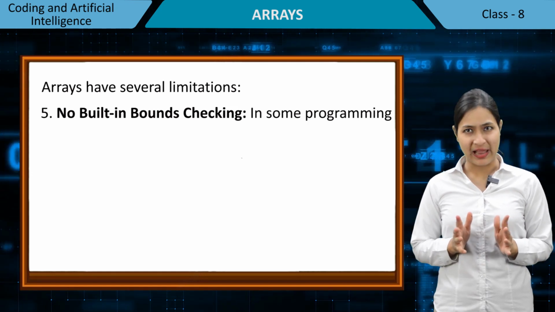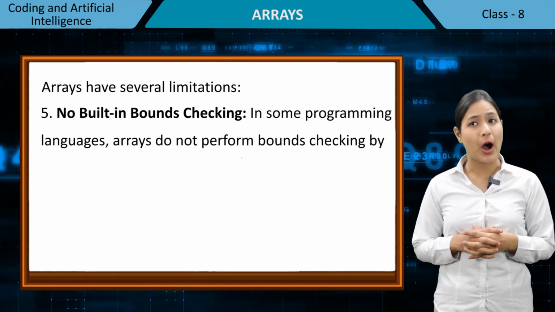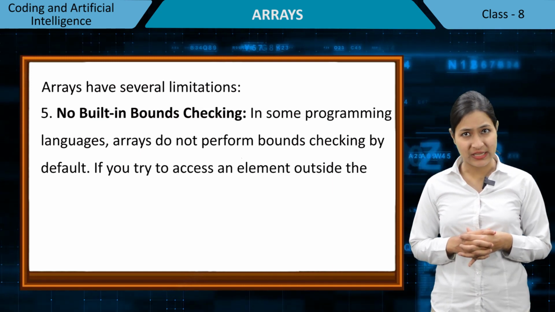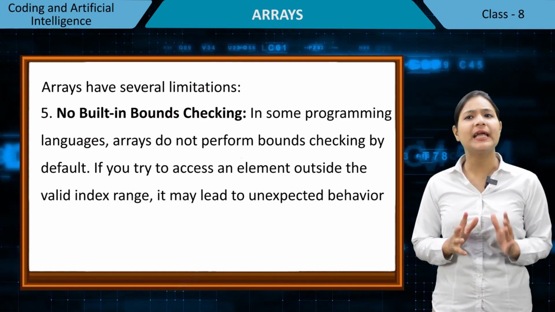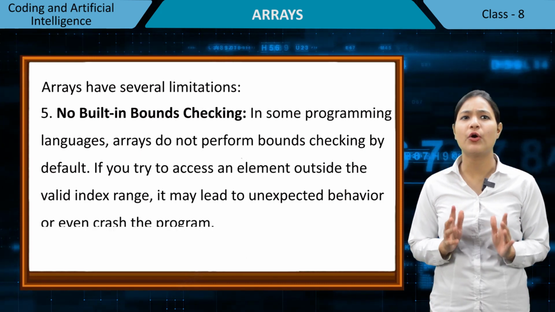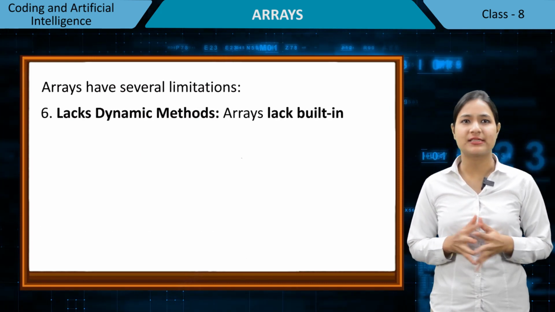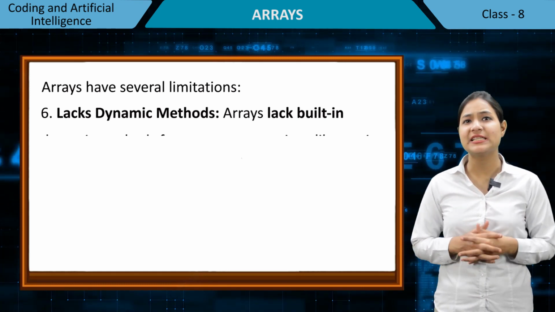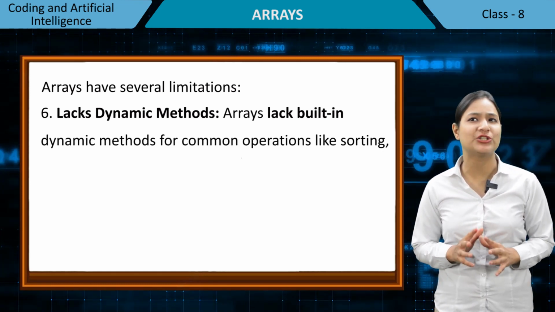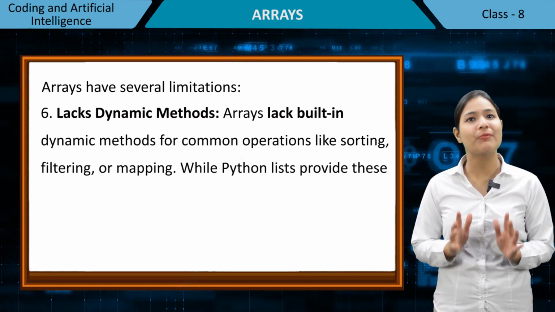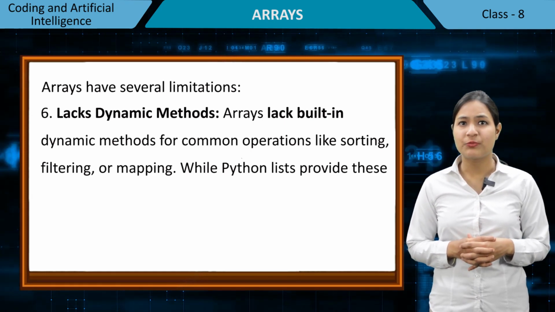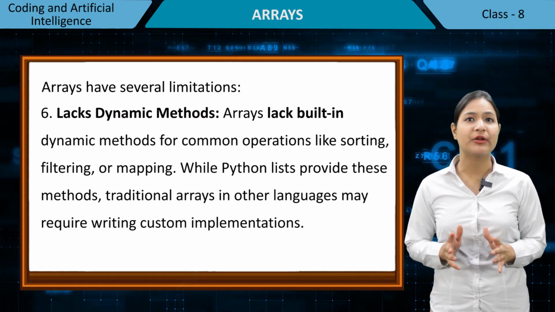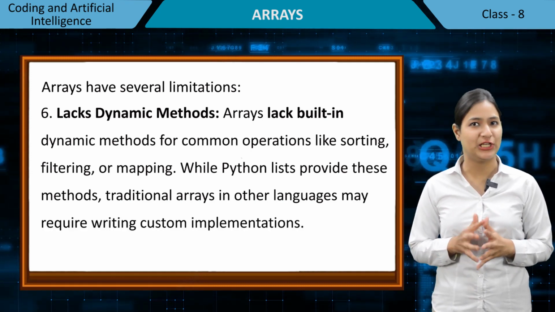Fifth, no built-in bounds checking. In some programming languages, arrays do not perform bounds checking by default. If you try to access an element outside the valid index range, it may lead to unexpected behavior or even crash the program. Sixth, lacks dynamic methods. Arrays lack built-in dynamic methods for common operations like sorting, filtering, or mapping. While Python lists provide these methods, traditional arrays in other languages may require writing custom implementations.